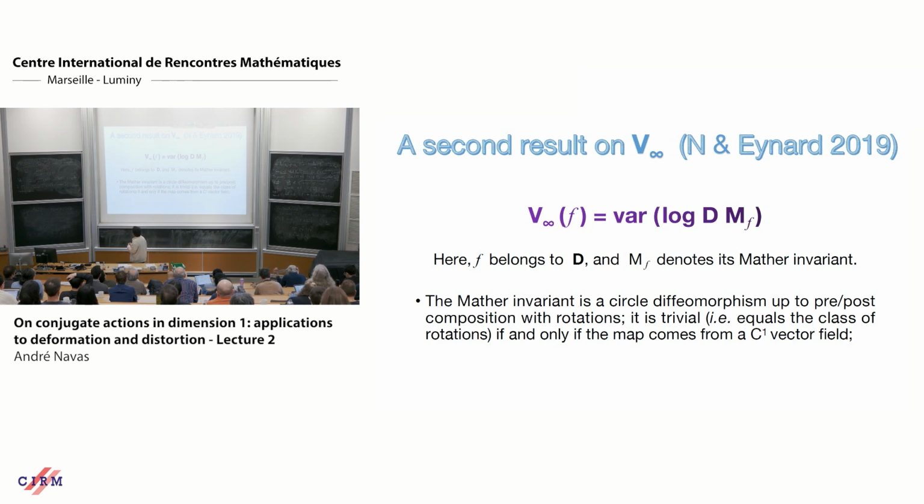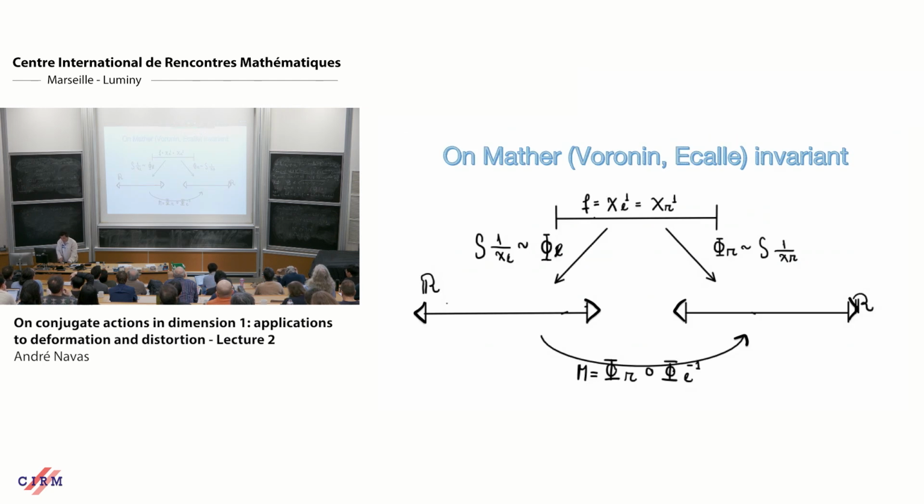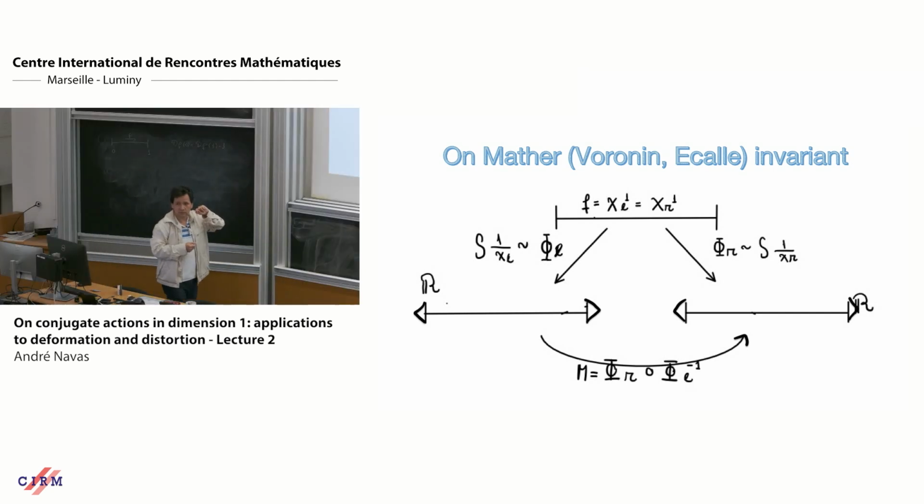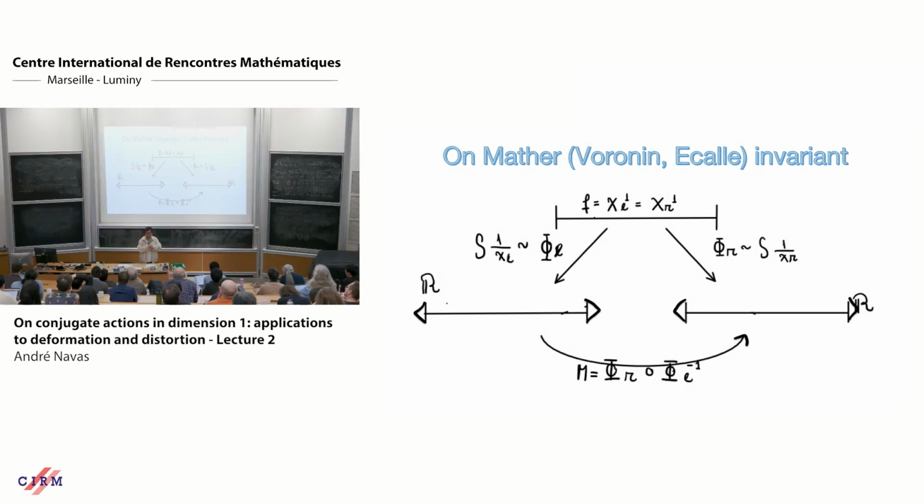So let me recall very quickly what the Mather invariant is, and then I will come back to this slide. When you have a diffeomorphism of the interval of this kind, with no fixed point in the interior, as I claimed yesterday, there is a vector field on the left and a vector field on the right, which are the Szekeres vector fields. And in general, they do not coincide. And the Mather invariant measures this defect of coincidence.